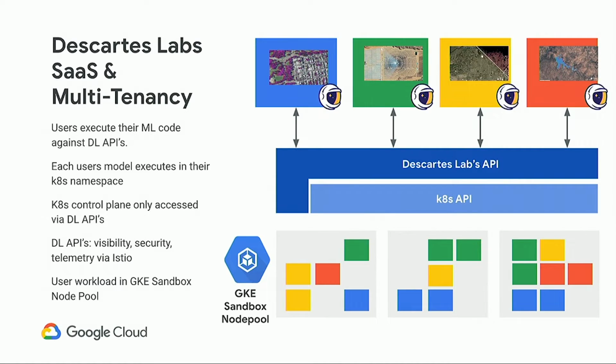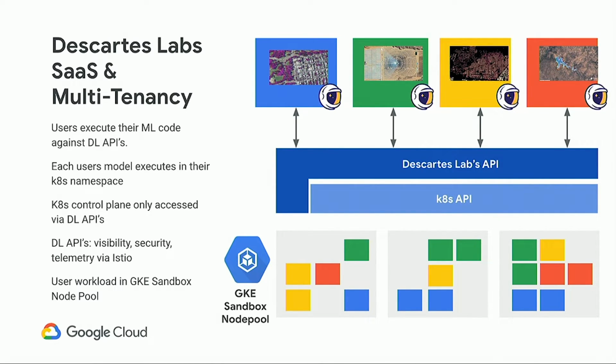So on GCP, there's a lot of great tools for data and things like data exfiltration. We leverage things like VPC Service Controls to prevent data exfiltration. But for models and model execution, we need to execute that user's code. So the first thing we do is we carve out a user namespace for each user. And then we restrict what they can talk to. They cannot talk to the Kubernetes control plane under the hood. They can only talk to our Decart Labs APIs. So that's a really important separation.